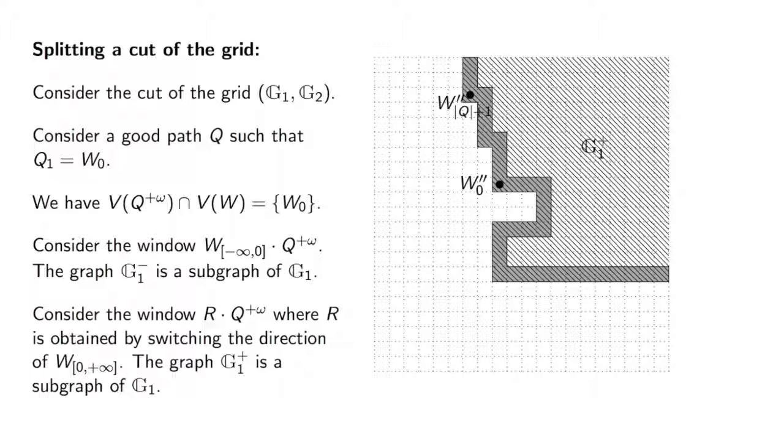The graph G1+ contains the right side of the extension of Q. Moreover, this graph is a subgraph of G1. Remark that the union of G1+ and G1- is G1. We say that we have split G1 into G1- and G1+. We have applied our definition of the cut of the grid to the graph G1.